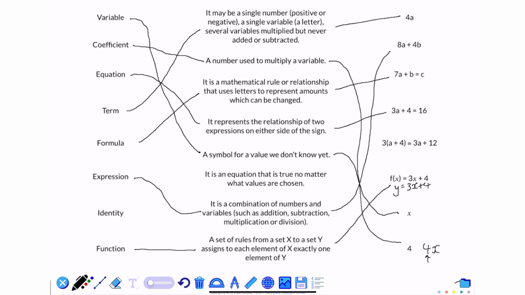And this finally leaves an identity. An identity is an equation that is true no matter what values are chosen. And my identity here would be 3 lots of a add 4 is identically equal to 3a add 12. The reason for this is if we expand the left-hand side, I get exactly the same as the right. So no matter what value of a I choose, the left-hand side of this identity will equal the right-hand side.